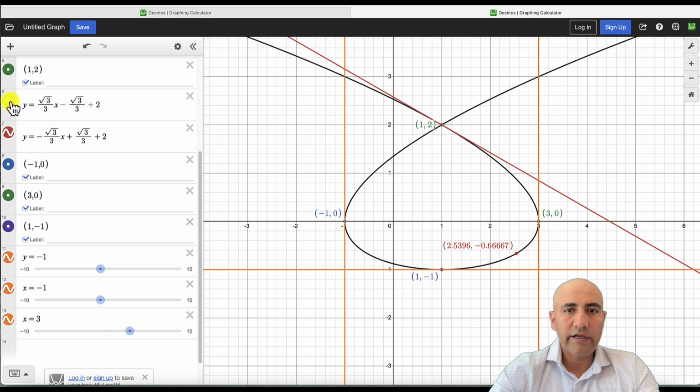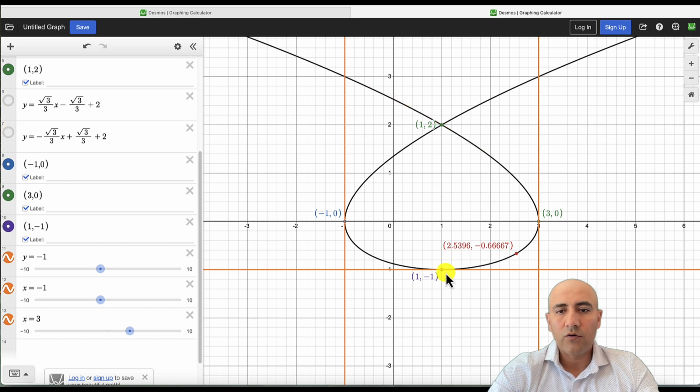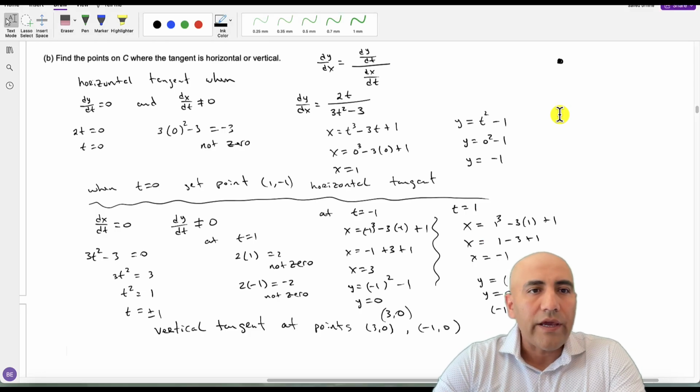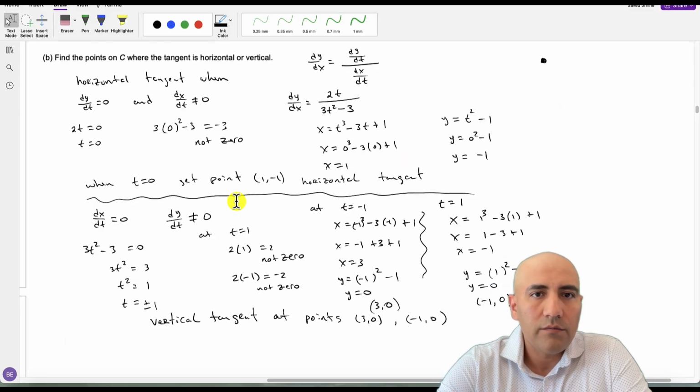And okay, let's get rid of these tangents. It's too busy. There we go. So we have this line right here, which is horizontal at (1, -1). We have this line here at (-1, 0), which is vertical, and same thing here at (3, 0). Okay, so this is what we have so far. Let me zoom out.